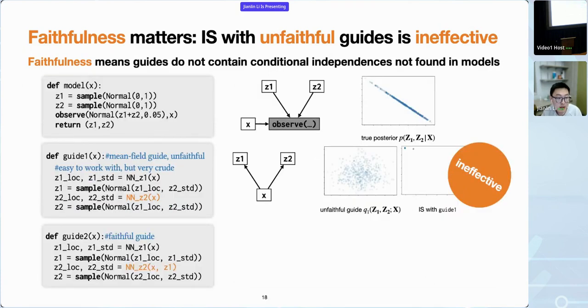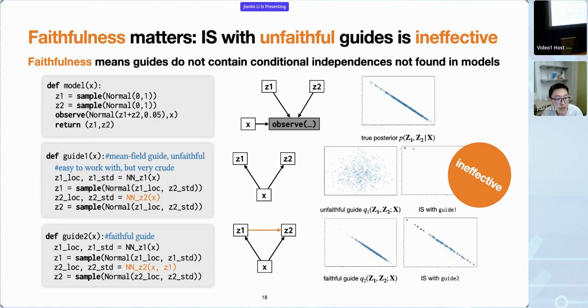By contrast, guide 2 faithfully captures correlations in the model. It does so by making Z2 depend on Z1. Guide 2 leads to a high-quality approximation of the true posterior, as evidenced by the last two plots.